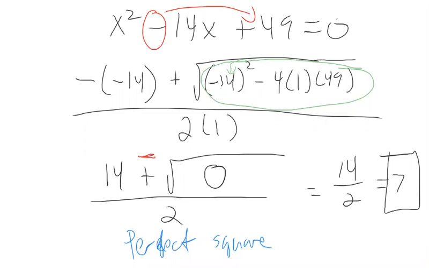Gotcha, yeah. I forgot to set it to 0. Too early. Okay. So negative 14 squared, plus, dang it, delete. Minus 4 times 49. All right, so my TI-84 worked. All right, so here's if your Texas are being annoying.